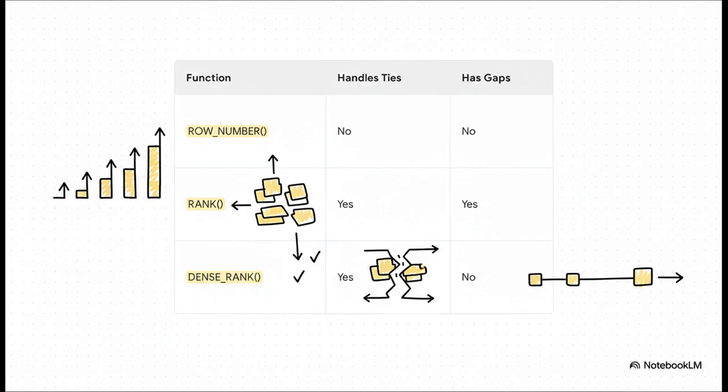All right, let's look at the differences here, because the nuance is everything. So say you have two people tied for second place. Row number doesn't care about ties. It'll just call them 2 and 3. Rank, on the other hand, will say, okay, you're both second place, but then it leaves a gap, so the next person is fourth. And then there's dense rank, which also calls them both second, but it doesn't leave a gap. The next person is third. It seems like a small thing, but it's a huge difference depending on what you're trying to analyze.